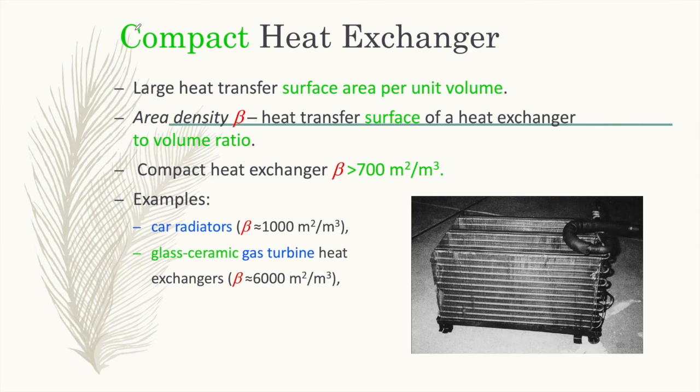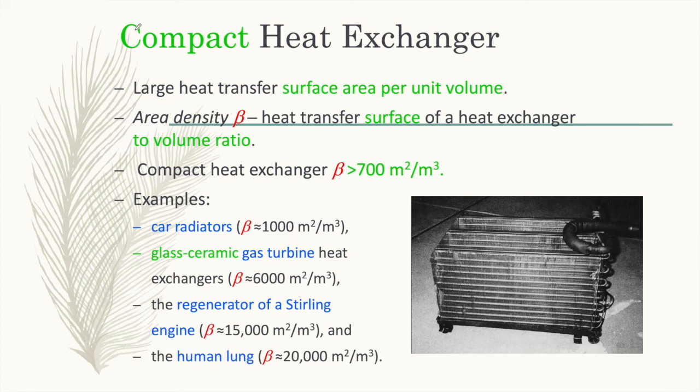We also have the glass ceramic gas turbine heat exchanger, where beta is 6000 square meters per cubic meter. Then the regenerator of a Stirling engine, where beta is 15,000 square meters per cubic meter. And the last one is our lung, which is a compact heat exchanger, and the area density is 20,000 square meters per cubic meter. So this is one of the examples of compact heat exchangers.